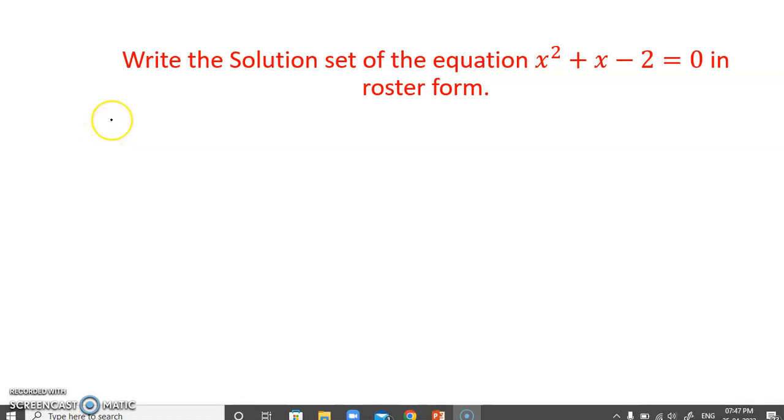Hi everyone, we have already discussed the fundamentals of set theory. Let us discuss certain questions on set theory and how the different forms of set can be represented.